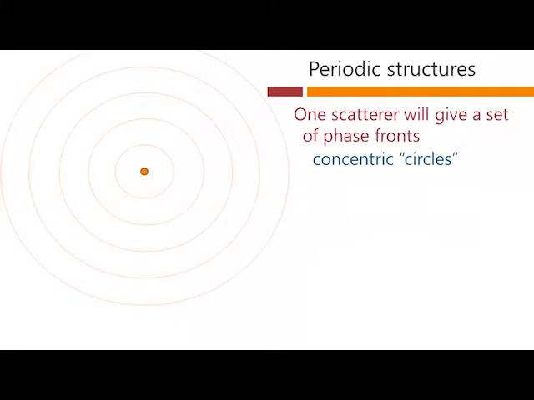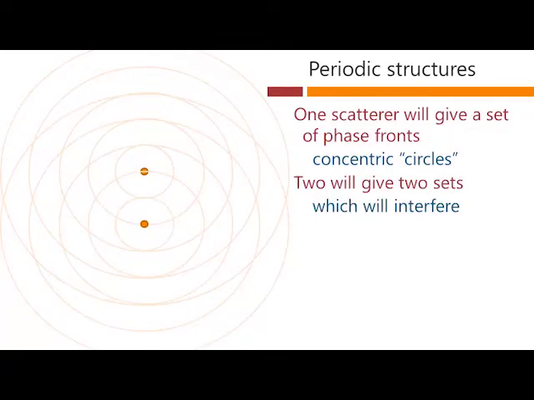Well, if we shine a plane wave on from this side, we expect that this is going to scatter in all directions. It may not be equal amplitudes in all directions, but we'll not worry too much about that. But we're going to get some sort of circularly expanding waves from this scatterer. The phase fronts will be concentric circles. And if we put in two sources, we would get two sets of concentric circles, and we need to look at the interference between these phase fronts.